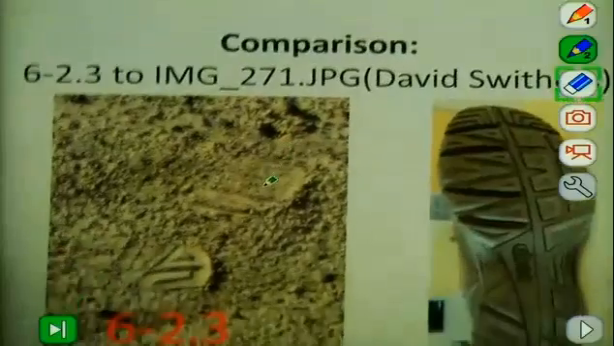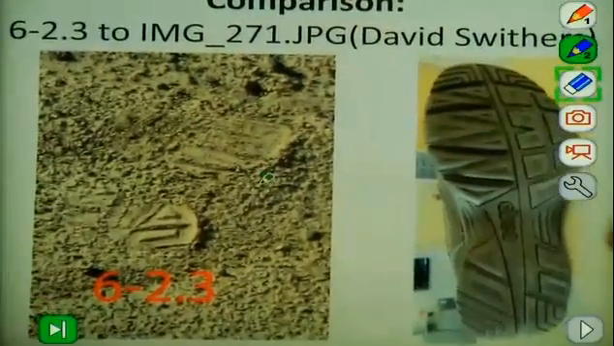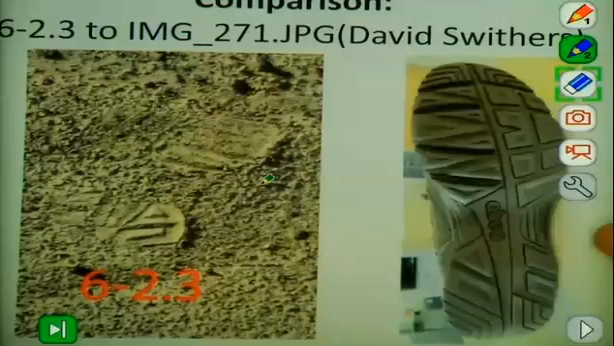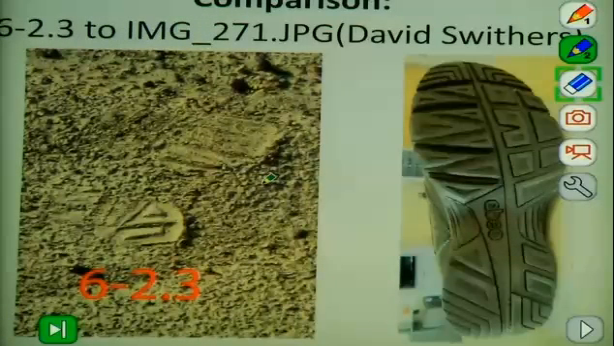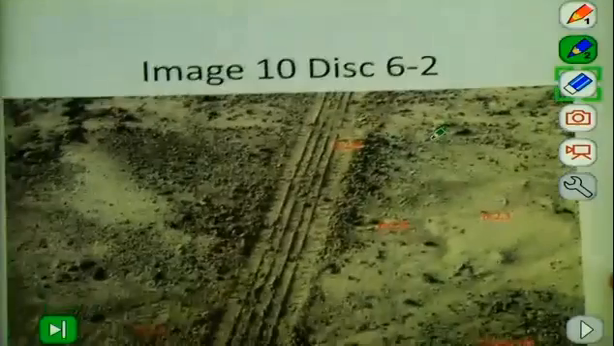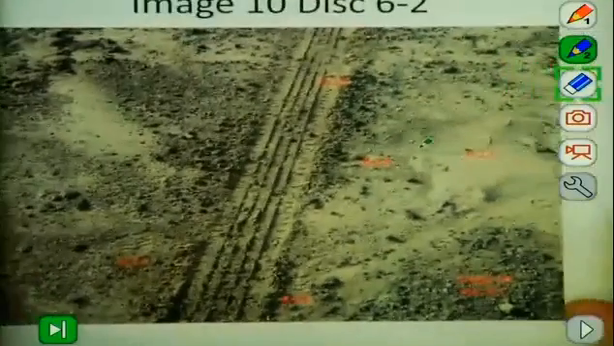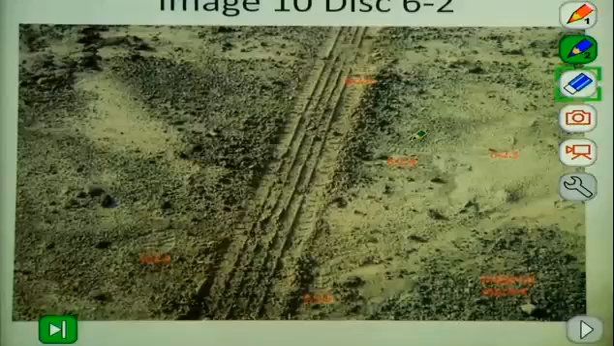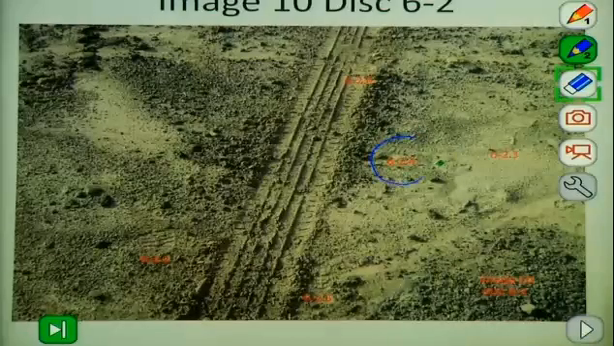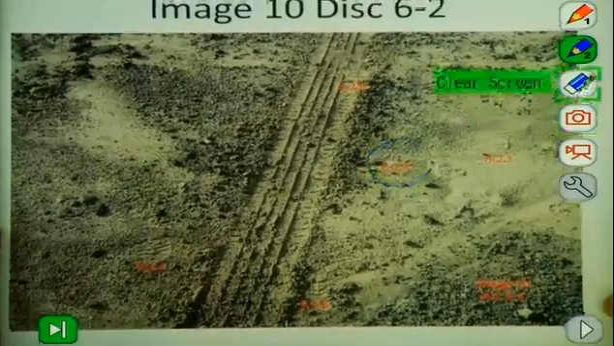Now, just showing you the next photograph here. That 6-2.3, were there two pairs of shoes that were provided by David Swithers? Yes, and they appeared to be the same manufacturing and design. Showing you now, back to the main photograph, the next one is 6-2.4. Yes, right there. That's correct. And we move to the closer up.